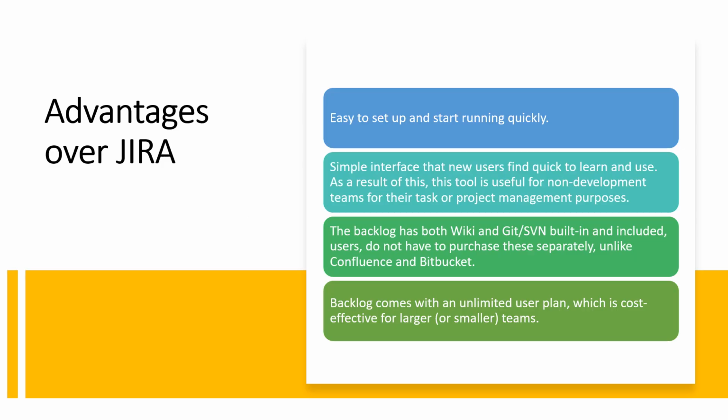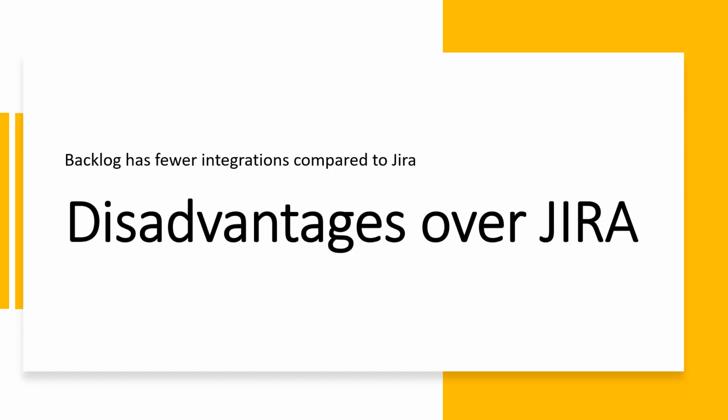Some of the advantages over Jira: it's easy to set up and start running quickly. It has a very simple interface that new users find quick to learn and use. Backlog has both wiki and Git/SVN built in and included, so you don't have to purchase them separately, unlike Bitbucket and Confluence. And Backlog comes with an unlimited user plan, which is cost effective for larger or smaller teams. The only disadvantage over Jira is that Backlog has fewer integrations compared to Jira.